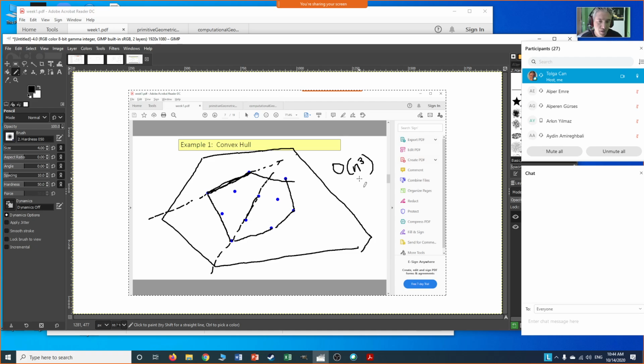Why O(n cubed)? Because there are O(n squared) pairs of points, so O(n squared) line segments to check. For every line segment, we have to check the other n-2 points to see whether they're all on the same side. Since I have to do this O(n) step for every one of those n squared line segments, I have an O(n cubed) algorithm, which is really inefficient. We will see an algorithm that works in O(n log n) time, which will be much more efficient than this one.